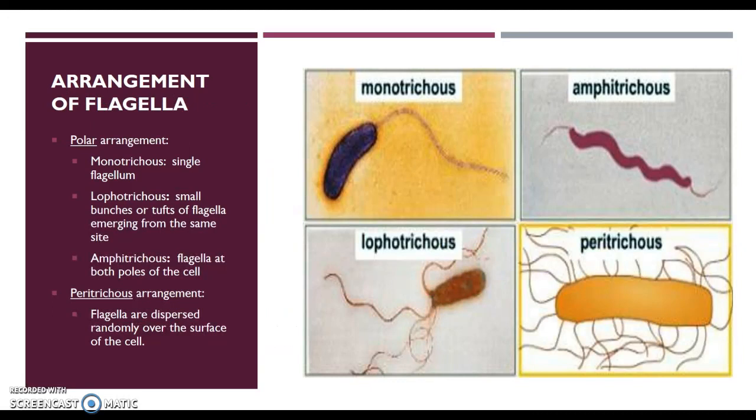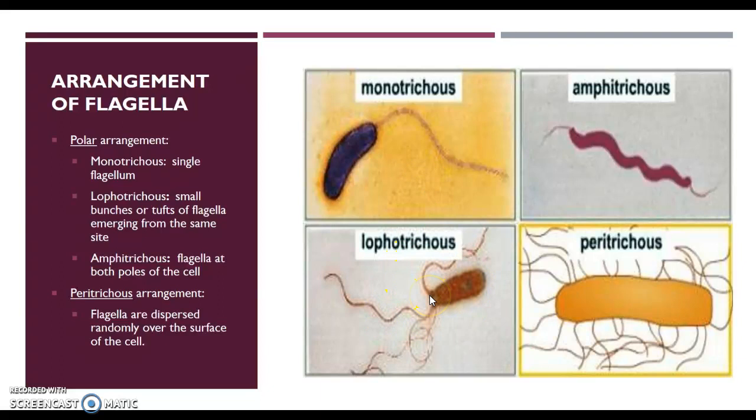There are a number of arrangements of flagella depending on the organism, and we're going to look at each one. The first that we're going to talk about is a polar arrangement, and that means that the flagella is attached to an end of the organism. So first we have monotrichous. Mono means one. So a monotrichous arrangement means that the organism has a single flagella attached at one end of the cell.